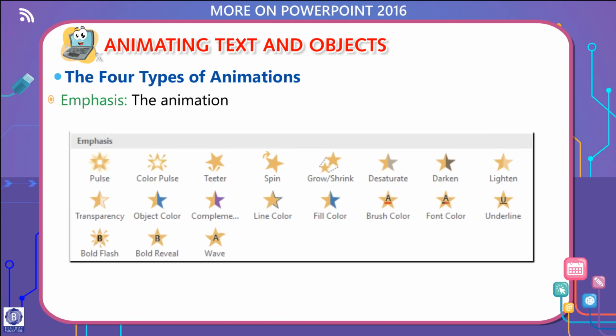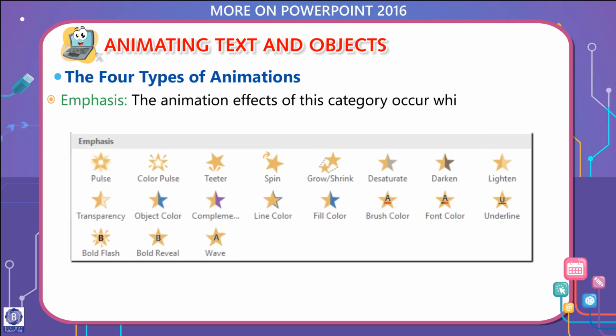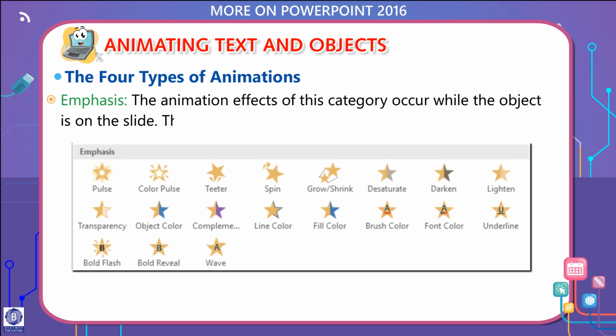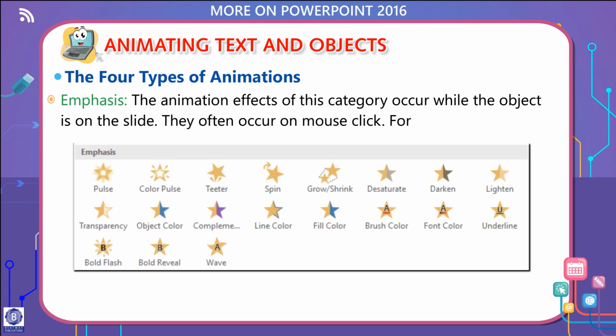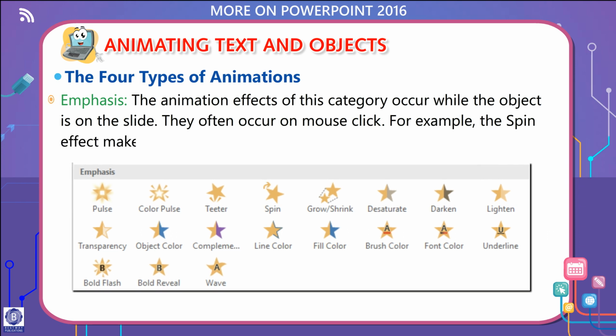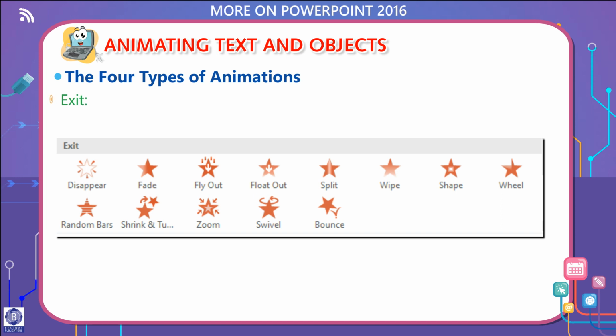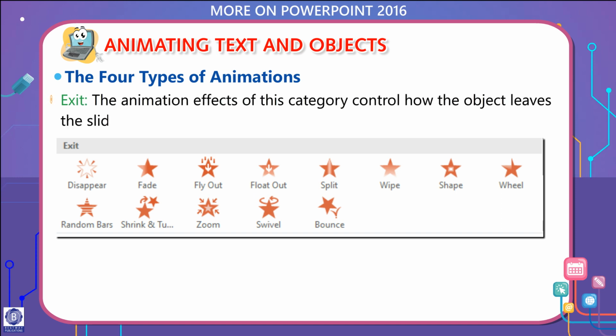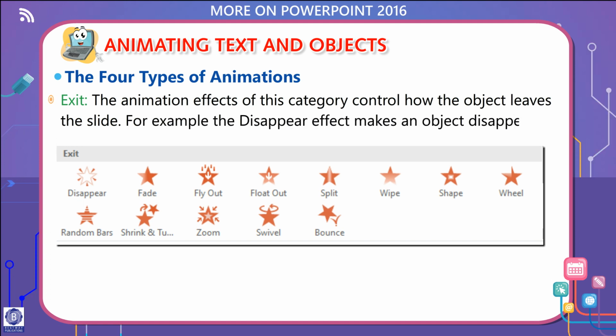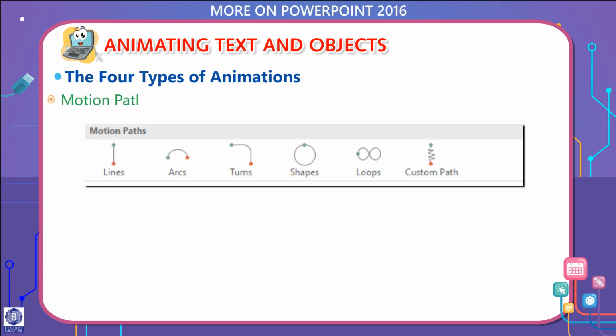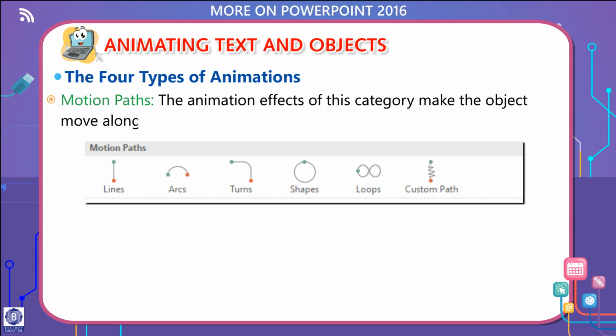Emphasis. The animation effects of this category occur while the object is on the slide. They often occur on mouse click. For example, the spin effect makes the object spin on the slide when you click the mouse. Exit. The animation effects of this category control how the object leaves the slide. For example, the disappear effect makes an object disappear from view. Motion paths. The animation effects of this category make the object move along a specified path on the slide.